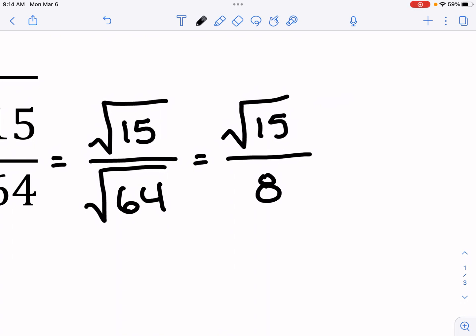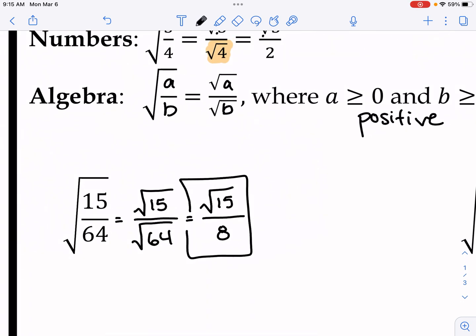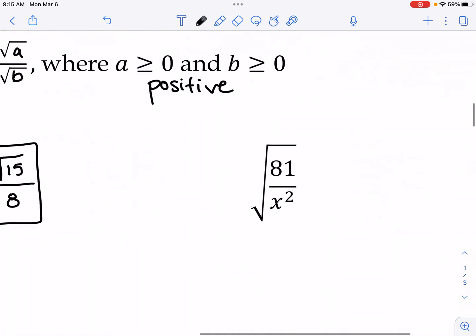So no perfect squares within any square root. We don't have a fraction inside of a square root, and our denominator is not a radical. It satisfies all 3 conditions. That means that this is our final answer. Okay. And let's go to the next one.